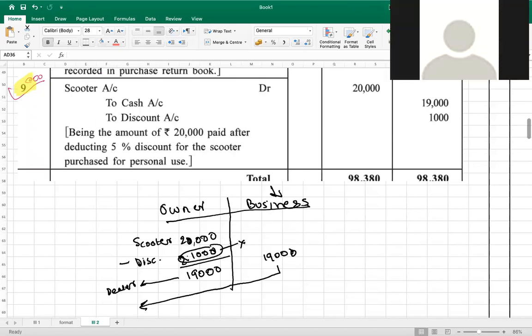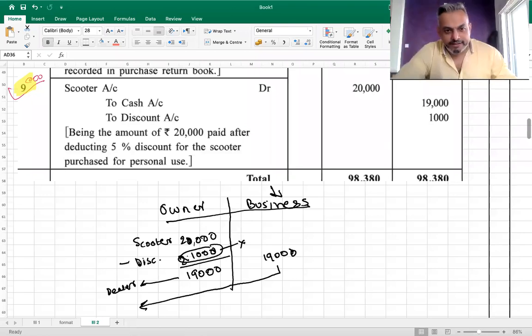सर, इसमें तो ऐसा लिखा हुआ है कि बीइंग द अमाउंट 20,000 पेड आफ्टर डिडक्टिंग 5%, तो सर 20,000 ही आना चाहिए ना? नहीं, 20,000 paid after deducting 5%, यानी you mean to say we have to go reverse working? No, no, reverse working नहीं करना है। 20,000 paid यानी 20,000 was maybe the bill amount, but we settled it for 19,000 and we have to pay 19,000. Okay, that is how I think you should interpret it.